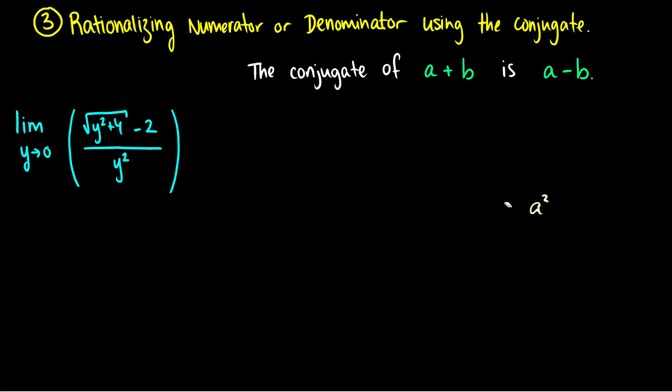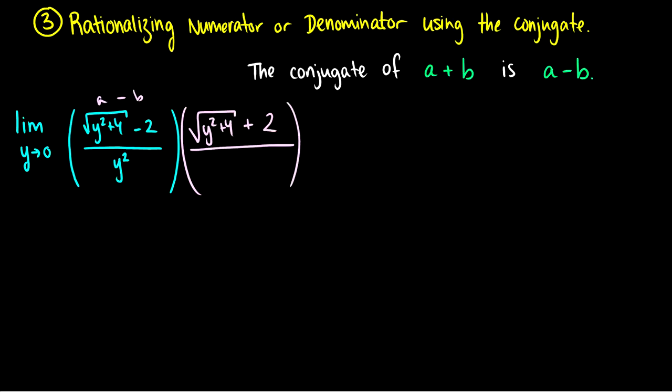Now, how do we form the conjugate? Well, we take two terms, we'll call them a and b, and this would be a minus b in this case. So we just multiply by a plus b. So that'd be the square root of y squared plus 4, and then we add 2 instead of subtracting 2. So that's the conjugate. And of course, we have to multiply the whole thing by 1, so that's where this trick comes in. We just multiply the top and bottom by the same thing, and this is just the same as multiplying by 1.